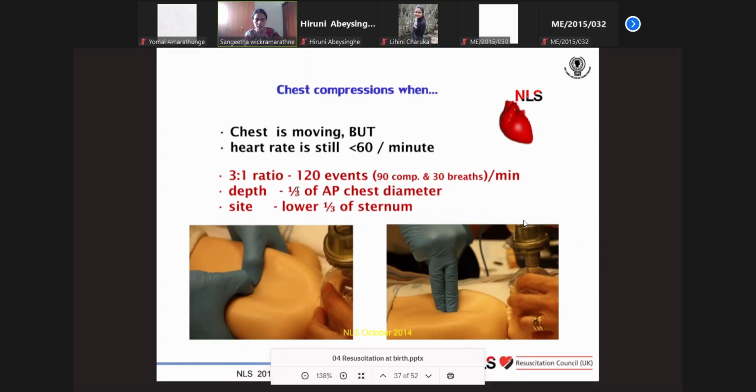The depth of the cardiac compression will be 1/3 of the AP diameter. When you look at the baby from the side, the chest has an anteroposterior diameter. So 1/3 of the AP diameter should go down with your compression, right? And the site is the lower 1/3 of the sternum. You can see the exact site here. These things you should know: how to tell it in words and how to do it, everything you have to know.